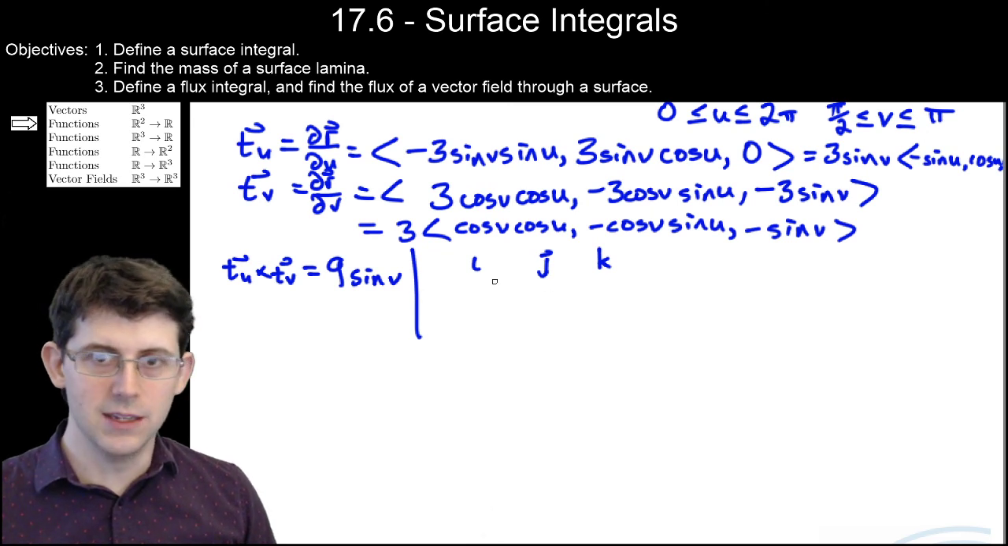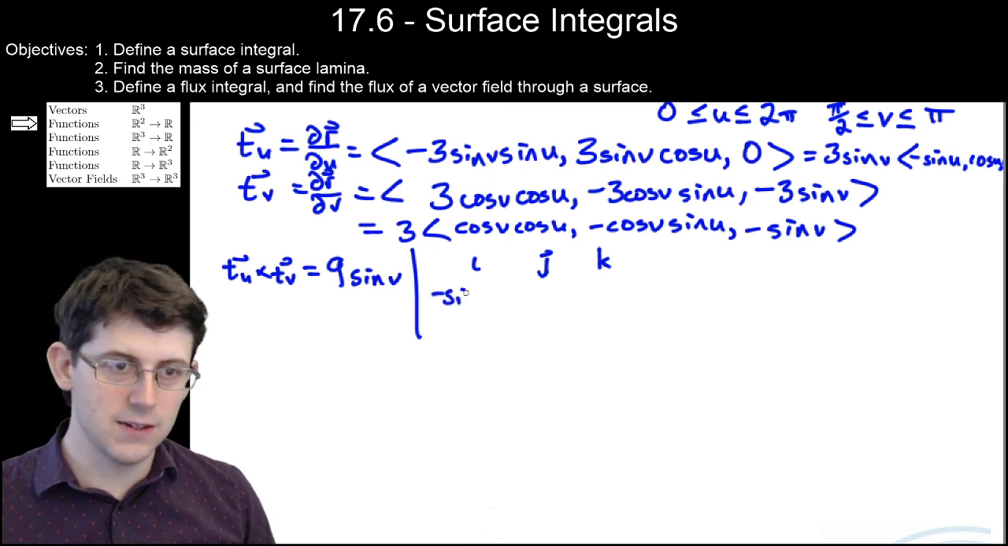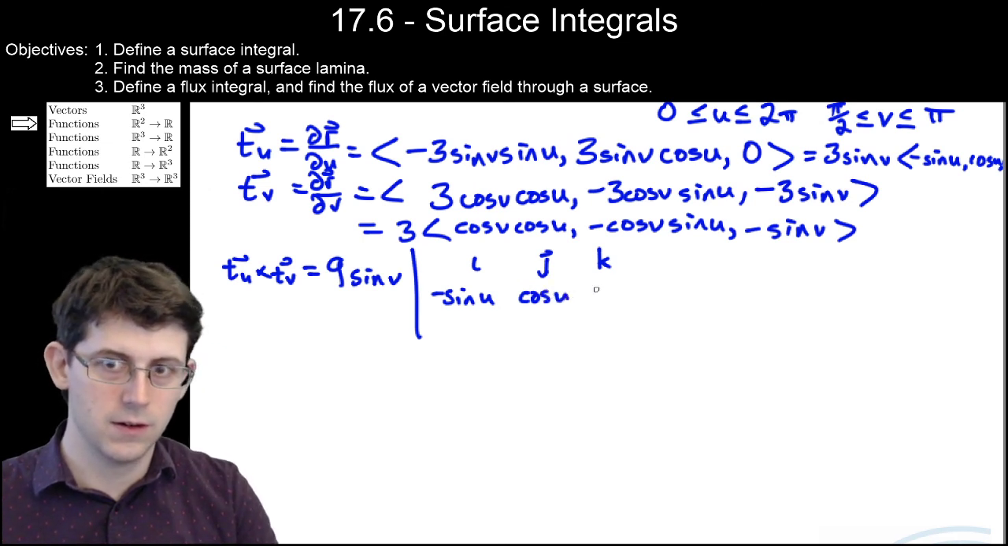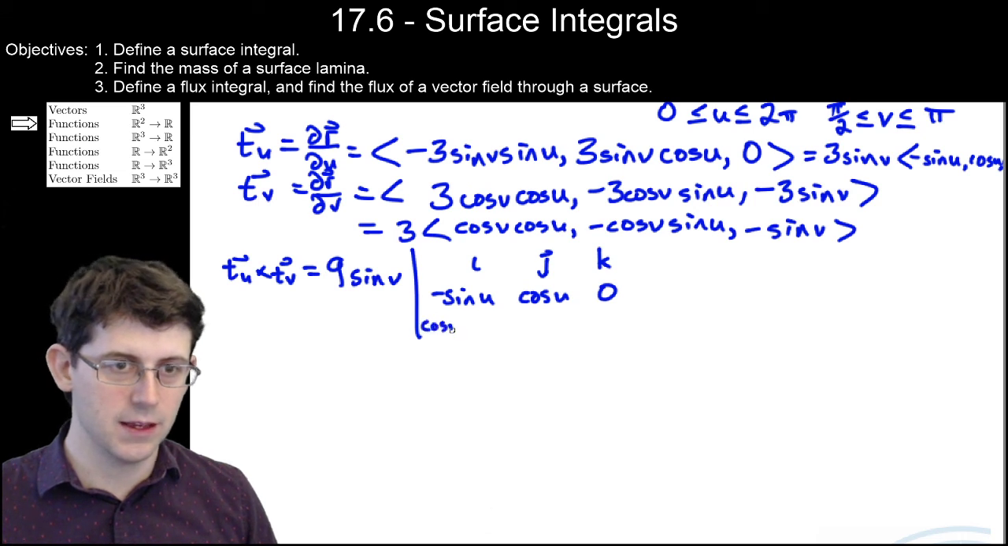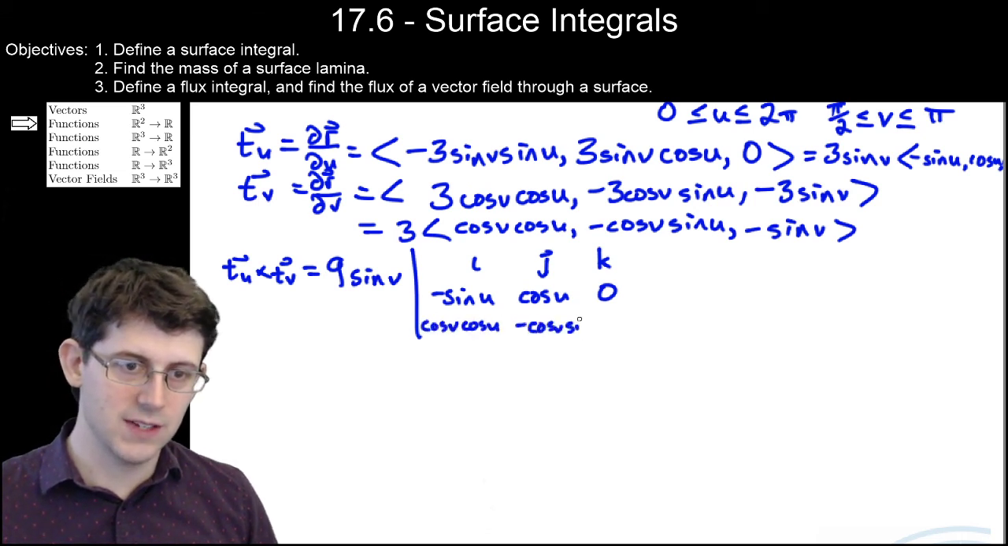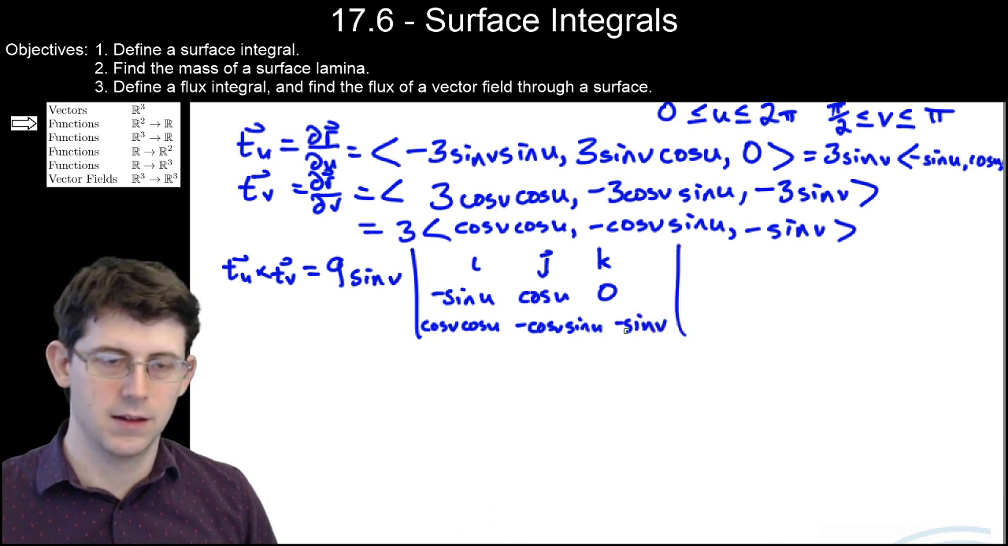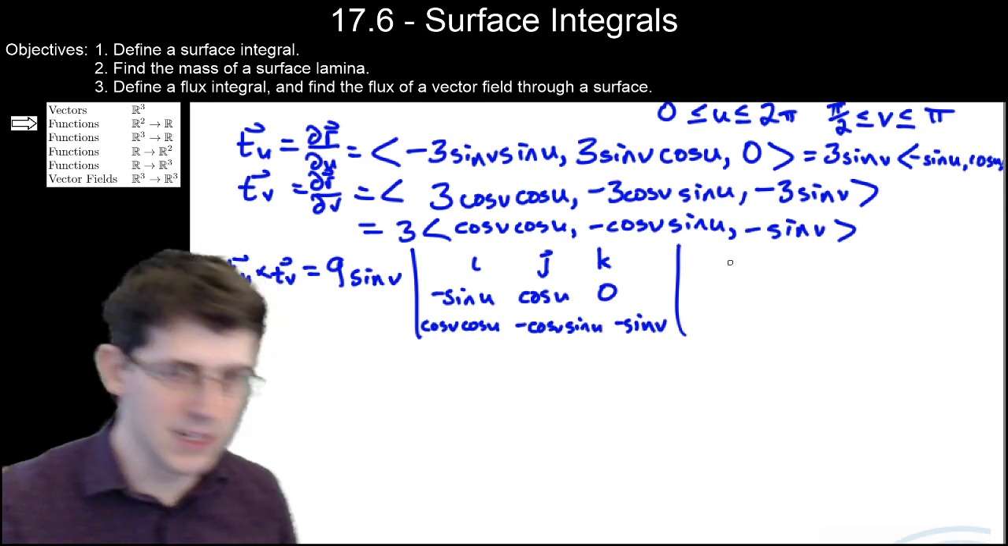Here, put Tu in here. So I have minus sine u, cosine u, 0. And then get the Tv part in here. Cosine v cosine u, minus cosine v sine u, and minus sine v. To get this determinant, I'm going to copy down the first 2 columns.